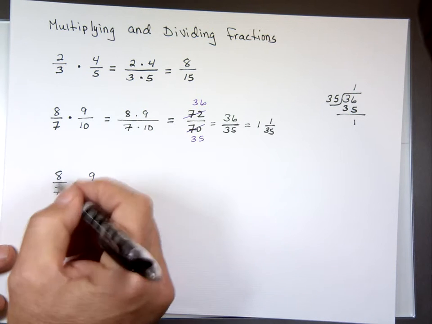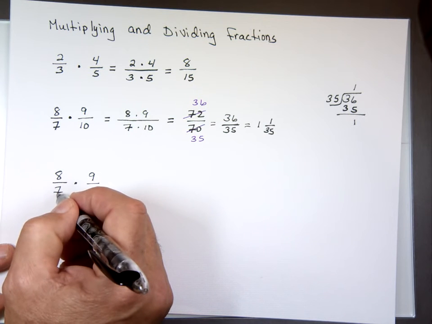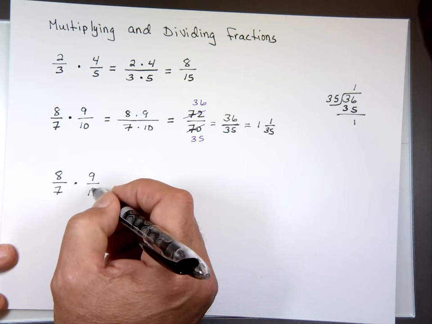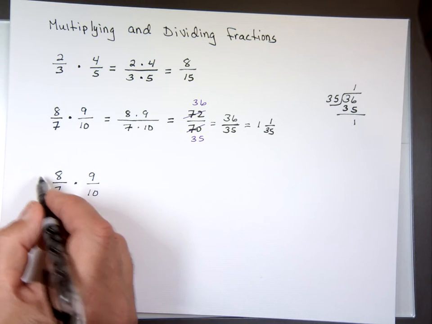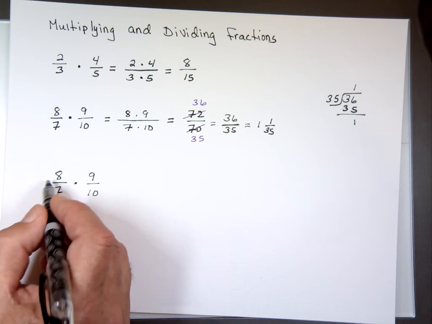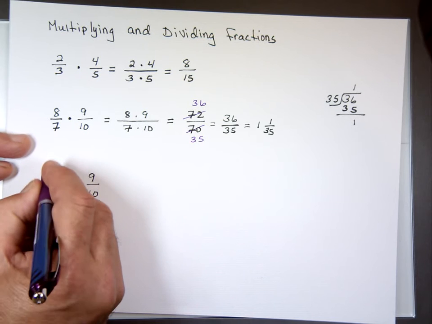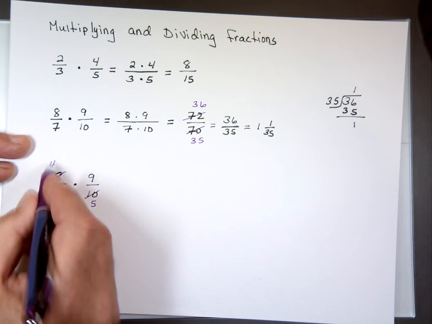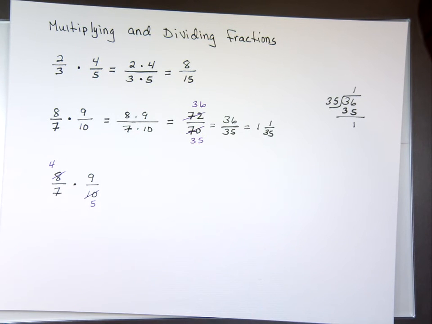So notice the 8 and the 7. Can you simplify the 8 and 7? This and this? No. How about the 9 and 10? Can you simplify that fraction? 9 and 10? No. What about 8 and 10? As long as it's top and bottom. 8 and 10, you can divide them by what? By 2, this is what? 4. By 2, this is 5. Can I simplify 9 and 5, 9 and 7? No. So now you multiply.